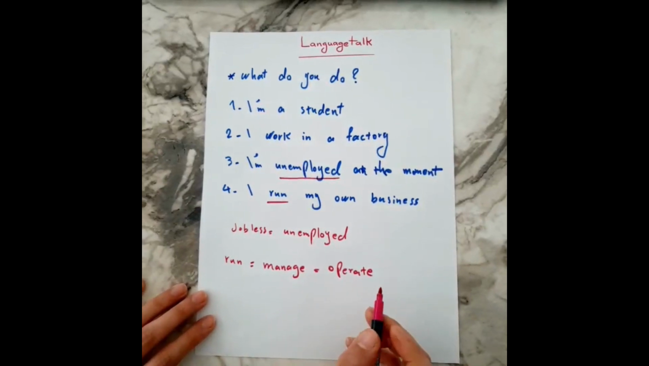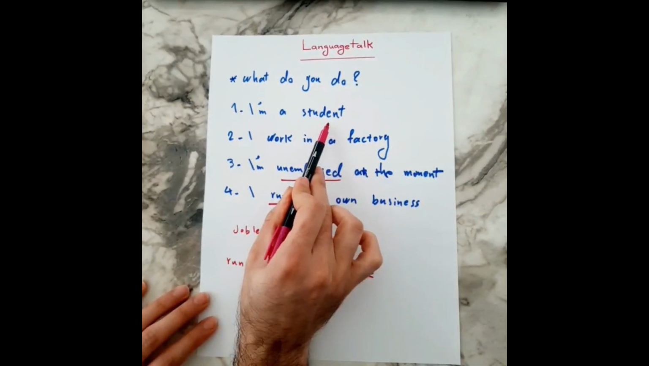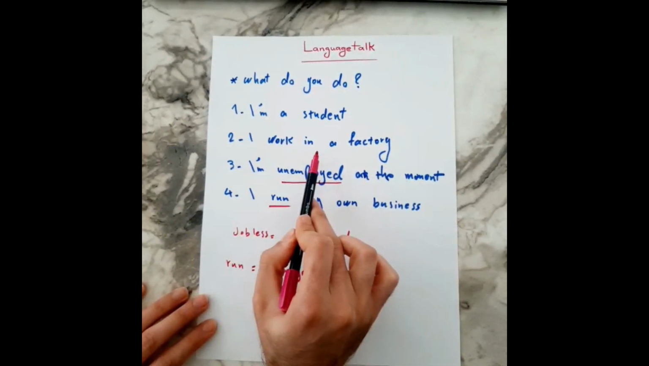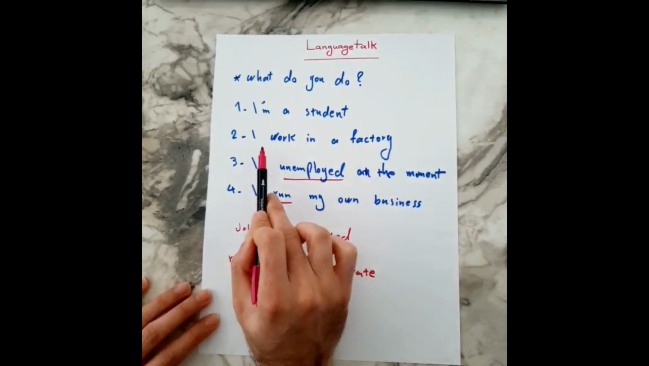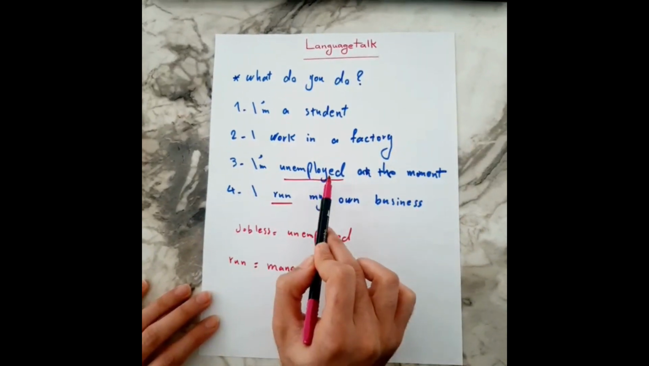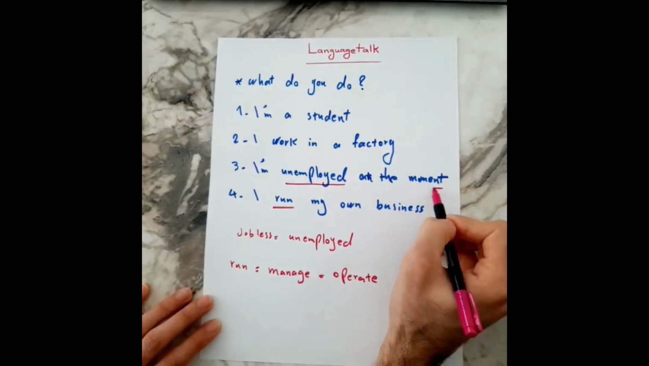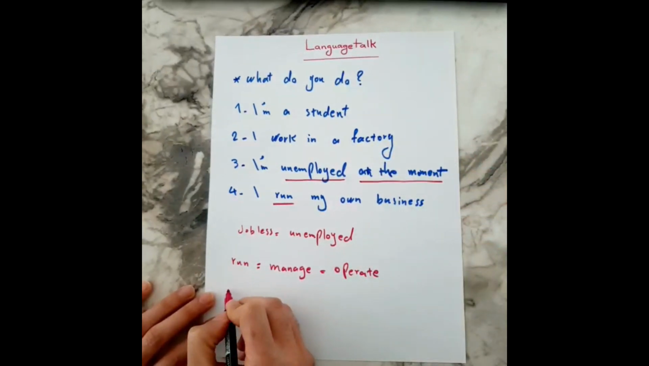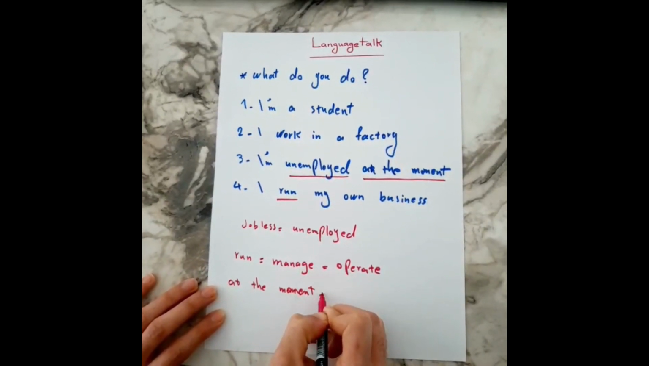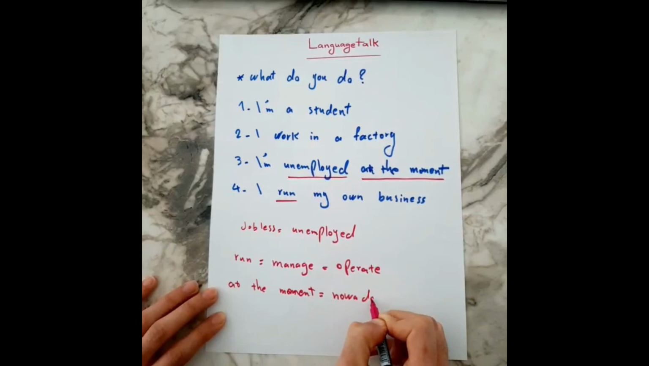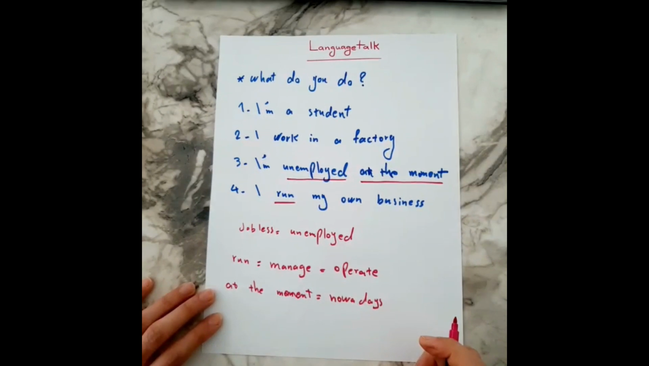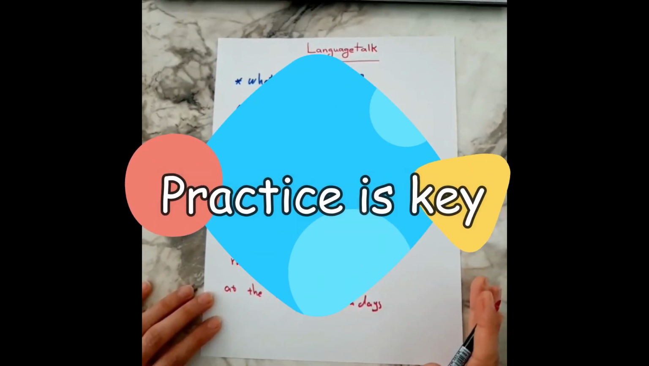Okay, let's repeat. I'm a student. Please repeat after me. I'm a student. I work in a factory. Or you can say, I work in a bank. Or I'm unemployed at the moment. At the moment means nowadays, or these days. Okay, I hope you learned well. Practice this video several times.